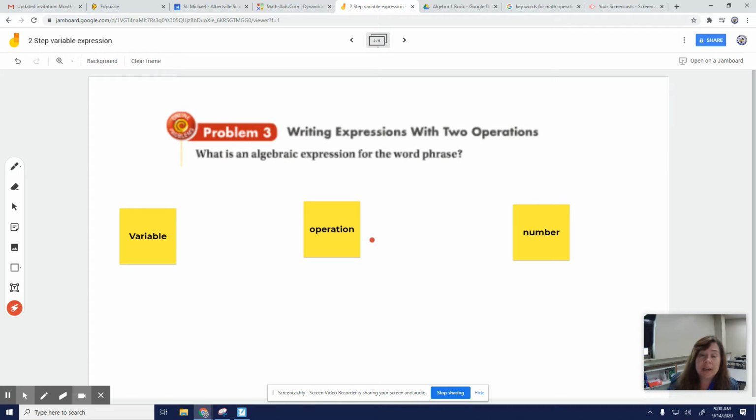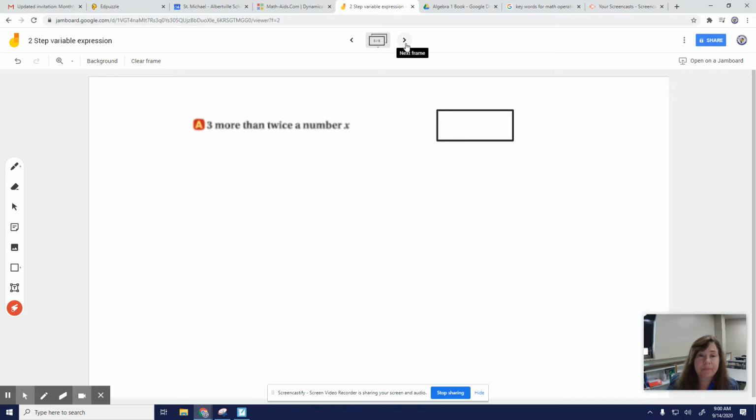Today we're going to start looking at things that have two different operations in them and additional numbers and variables as well. So let's take a look at what a two-step variable expression looks like. Let's come up here. So here we have 3 more than twice a number x. The words more and twice are two words that indicate the operations that we're going to use.